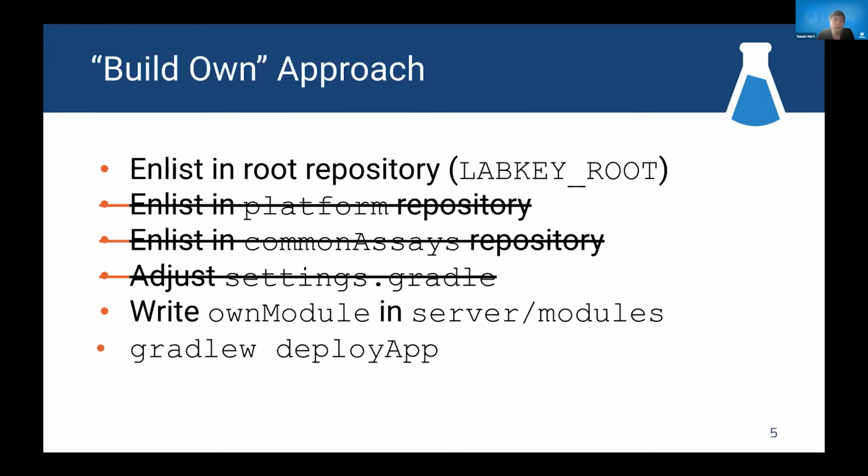And we're going to compare that to what I'm calling a build own approach, where the first step is, of course, necessary because the root of the repository gives us the build infrastructure, if nothing else. But in the very minimal case, I don't need to enlist in the platform. I don't need to enlist in common assays. And I also don't need to adjust the settings.gradle file because its default will do what I want when I don't have these other enlistments. Of course, I have to write my own module in server modules, and then I do the Gradle deploy app.